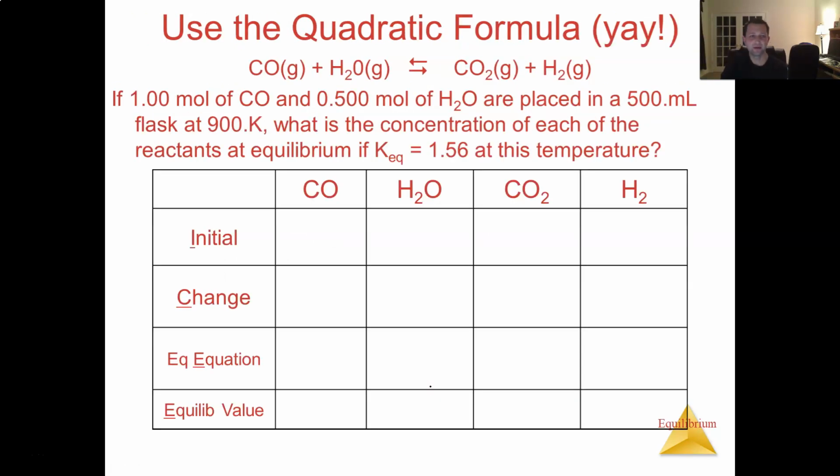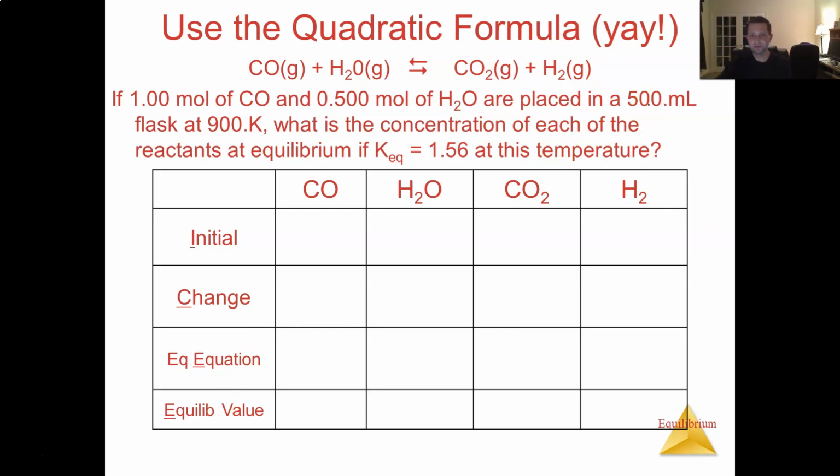I'll give you a second to set up your ICE table. It's the same problem as the previous slide. You have your initial, your change, your equilibrium equation, and your equilibrium value. Let's go ahead and put our initials in. We have 500 mL here, a 500 milliliter flask.